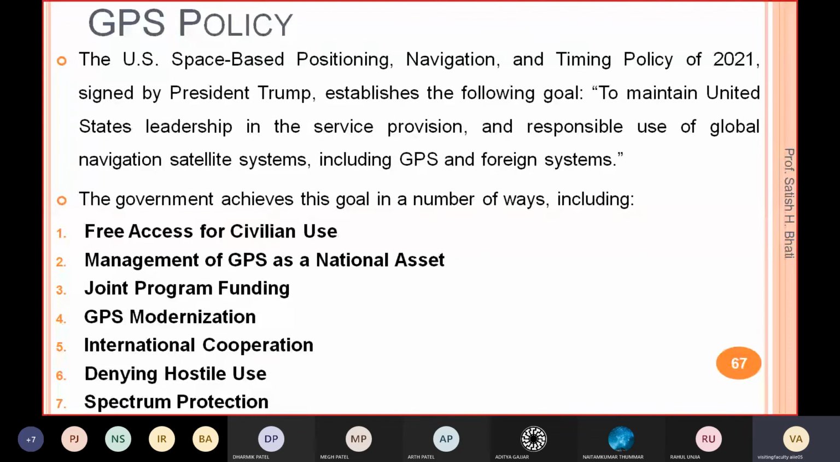They include free access for civilian use, management of GPS as a national asset, joint program funding, GPS modernization, international cooperation, denying hostile use, and spectrum protection. Some of these we have already seen in GPS governance. Specifically in GPS policy, they include points related to these. So let's see one by one.